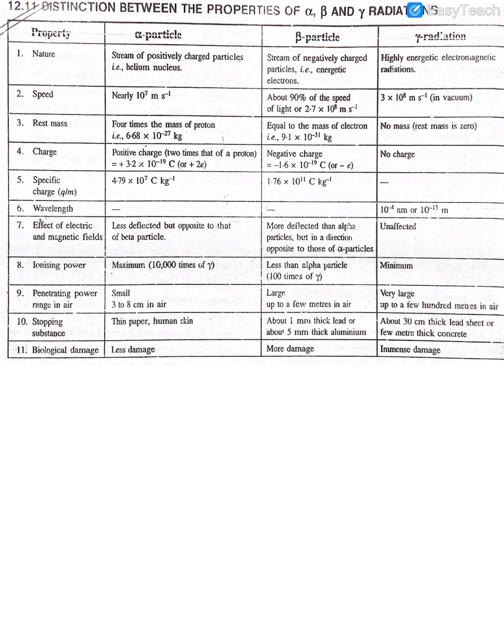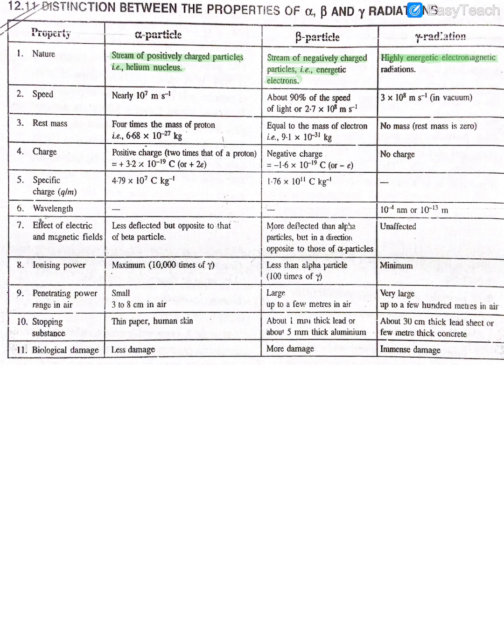Let's see now. First of all, what is an alpha particle? It's a stream of positively charged particles, that is, helium nuclei. When helium nuclei are continuously given out, it is called alpha radiation. What is a beta particle? A stream of negatively charged particles, that is, electrons. Then gamma radiations are just electromagnetic radiations, but they are highly energetic, so they give out a large amount of energy and can cause immense damage.